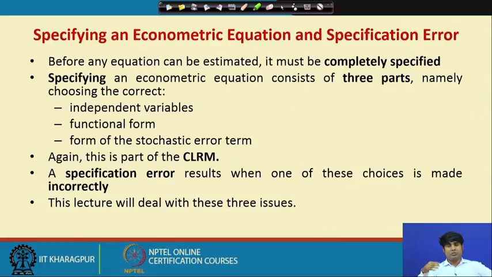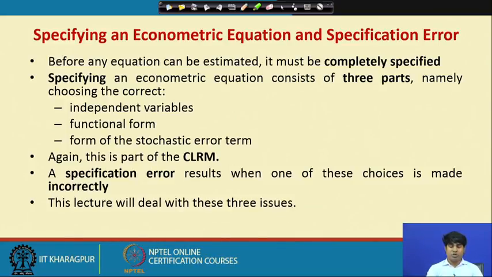That means if the requirement is a linear model and we use a nonlinear model, or vice versa, if the requirement is a nonlinear model and we are using a linear format, then there is a kind of misspecification. The model may be exponential, logarithmic, or quadratic, so there are many different ways. If the model requirement is, let's say, exponential, and we are using quadratic, then again there is a chance of misspecification, that too with respect to functional form.